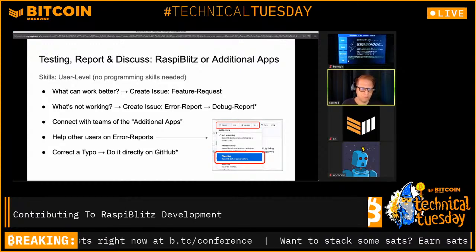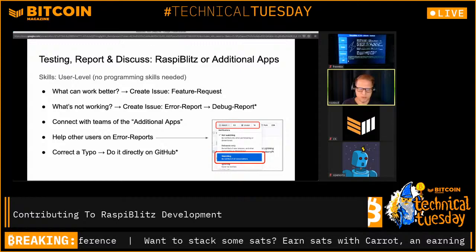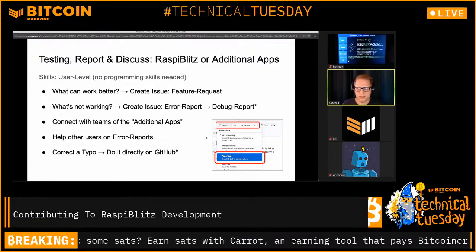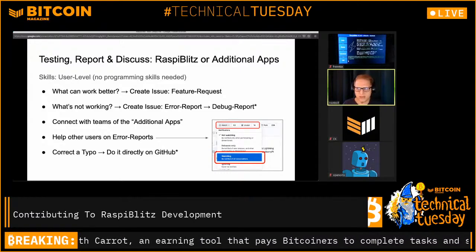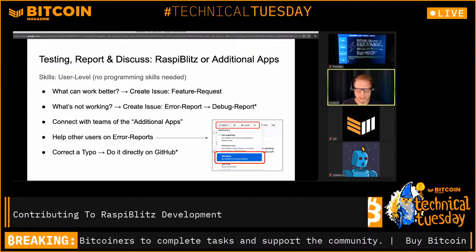Again, the basic intro is testing, report, discuss. So you just run a Raspiblitz and try out the apps that are already available, or maybe even take a look at the config scripts and try to get them running. The skills are very basic here. It's really user level, no programming skills needed.